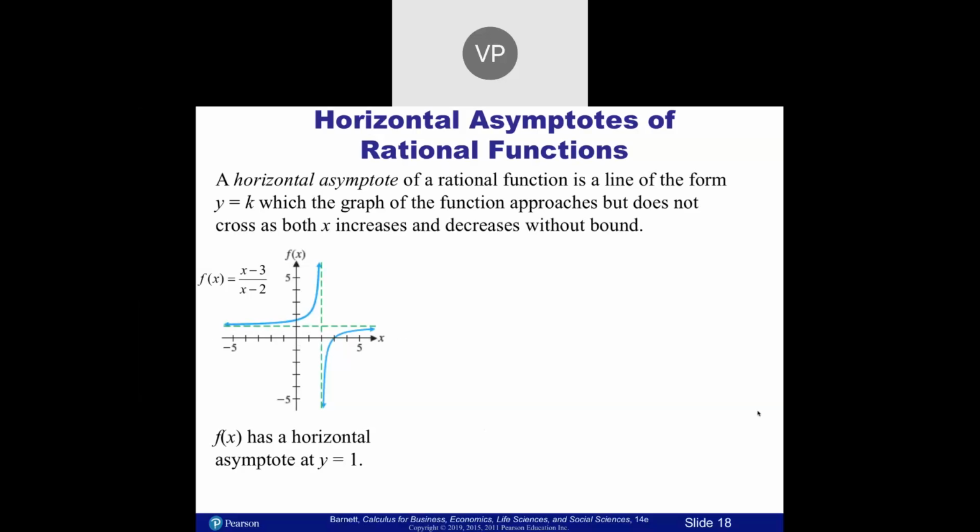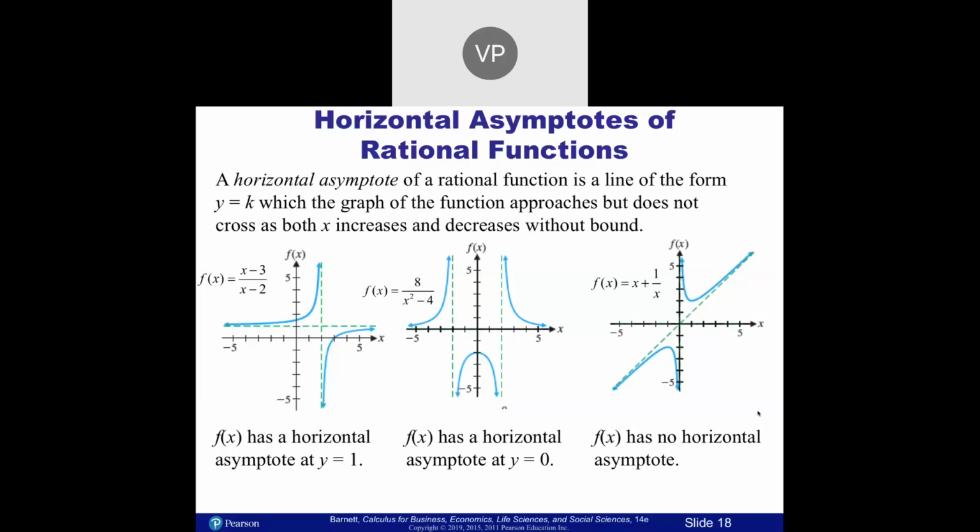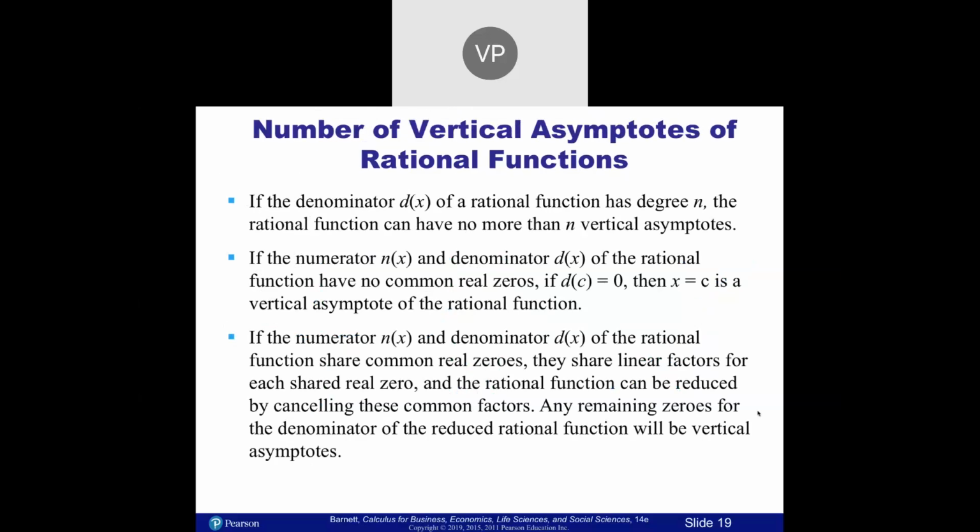Here it's the same, so it's going to be something else. Here it's bigger. This has a degree of 0 on top. This has a degree of 2. The bottom has a bigger degree. What that means is you're going to get a horizontal asymptote of y equals 0. That horizontal line right there. And this one, again, is a unique case, doesn't have one.